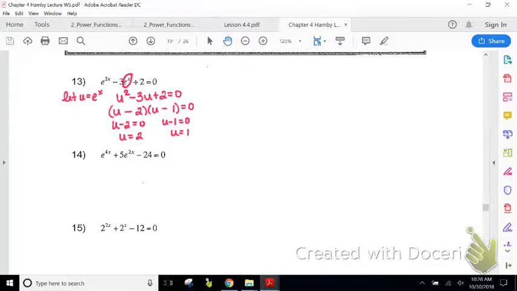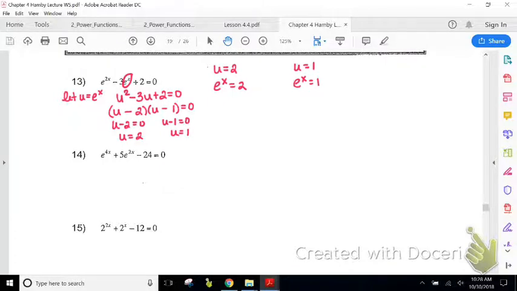But we really weren't solving for u, were we? No. What is u equal to? E to the power of x. So when I had that u equals 2, really that's saying e to the x equals 2. And when I said u was equal to 1, that meant e to the x was equal to 1.